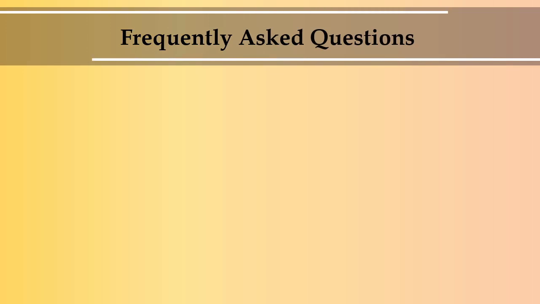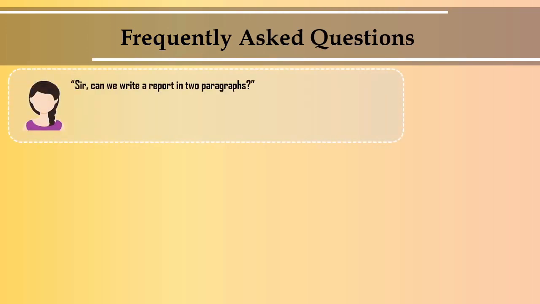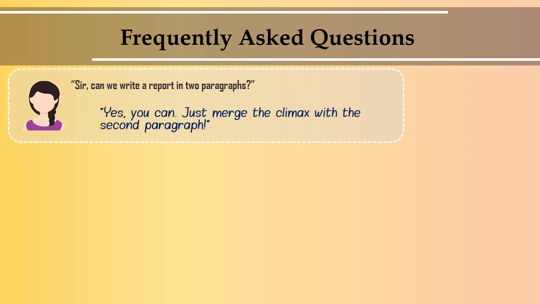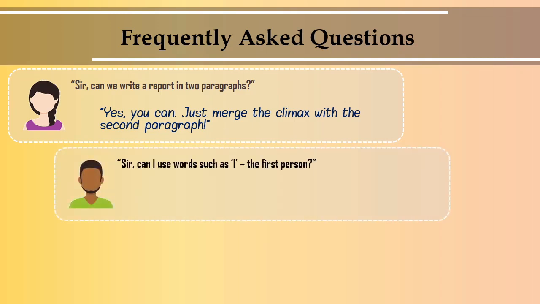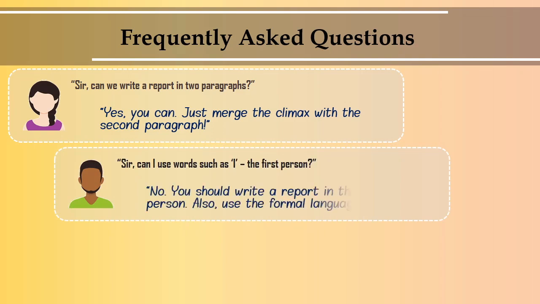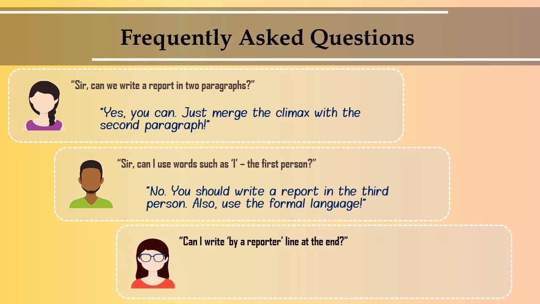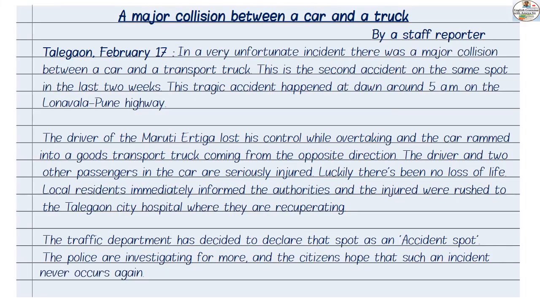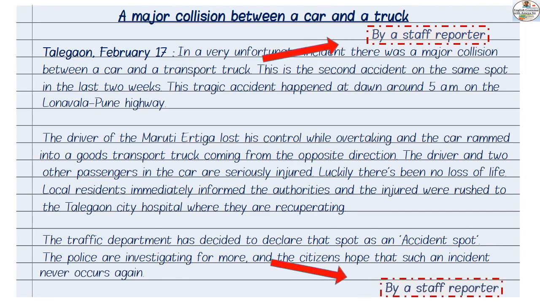Let us now take a look at some frequently asked questions. First, sir, can we write a report in two paragraphs? Yes, you can. Just merge the climax with the second paragraph. Sir, can I use words such as I, that is the use of the first person? No, you should write a report in the third person. Always use the formal language. Can I write a by a reporter line at the end? Yes, you may do so. Okay, just to expatiate on that last answer, instead of writing the reported by line at the top like this, you could write it right at the end. Of course, don't mention it twice.